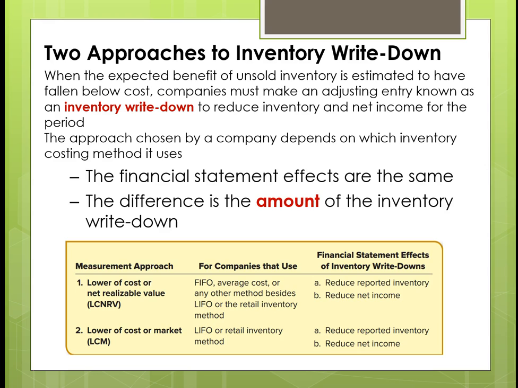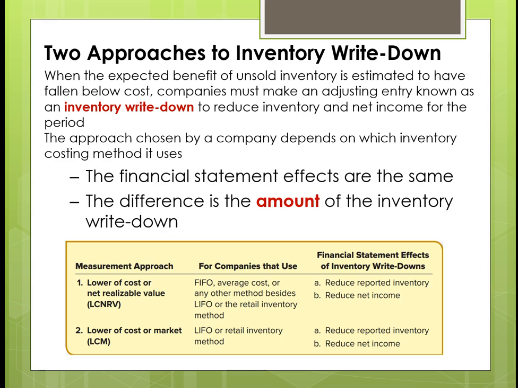One is called the lower of cost or net realizable value. That's the easy one to do. And all you're going to do is compare the cost to net realizable value, which is going to be the cost minus the sales commission. And whichever's lower is what you're going to use to value the inventory.